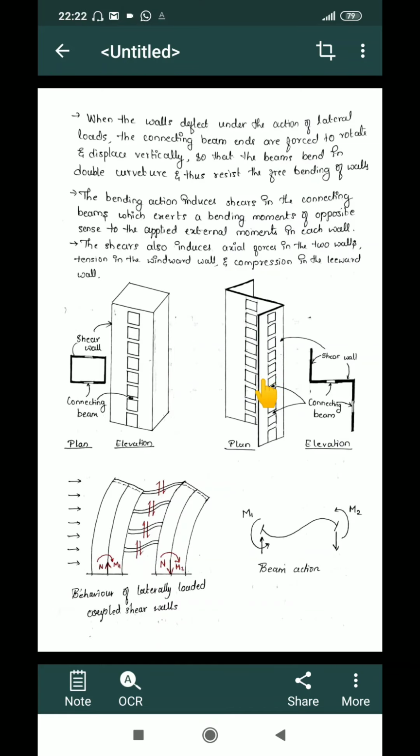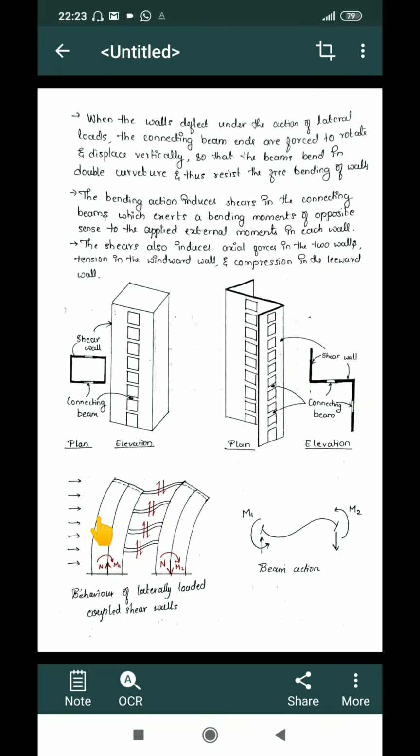Or in this example, you can see this is a plan where one shear wall is connected here with the other shear wall, and again one more connecting beam is here with the shear wall. You can see the connecting beams here. When you look from the elevation, for another example of this type, you can see this is one shear wall and this is another shear wall, and I am connecting these two shear walls by connecting beams. So when such connections are provided, bending action induces shears in the connecting beams.